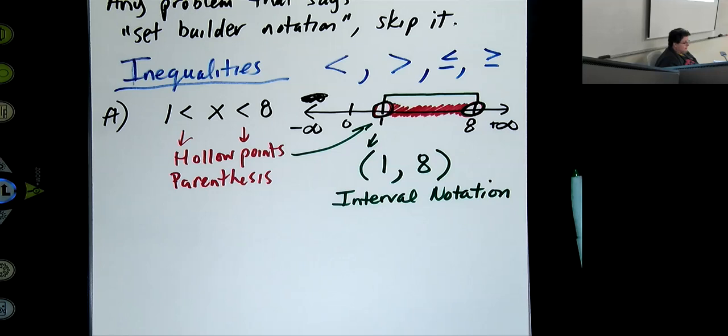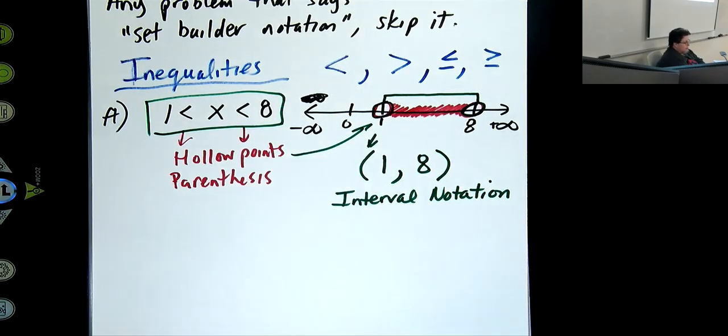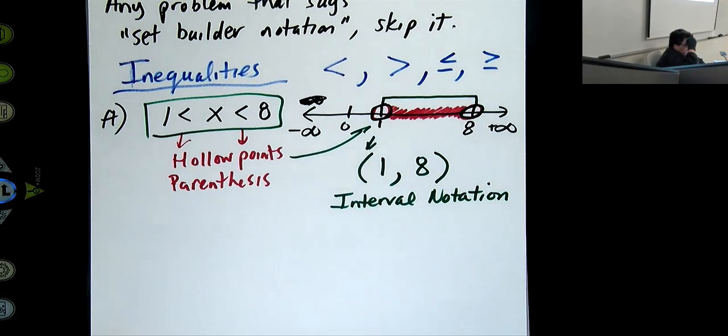Because if you remember any algebra at all, this is the way you would write a coordinate. And it is not a coordinate, it's a range of numbers. My favorite way of writing it is that. But you do need to know what it looks like on a number line and what interval notation looks like. Sometimes they do that.